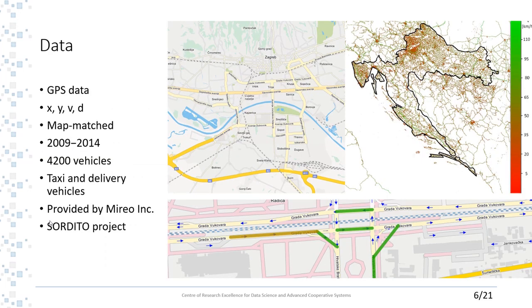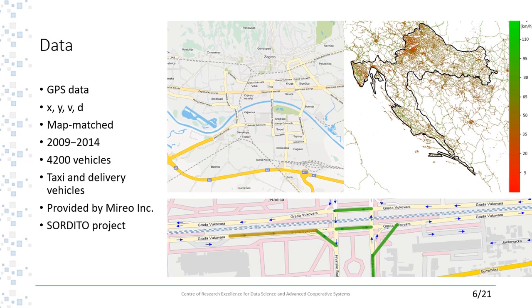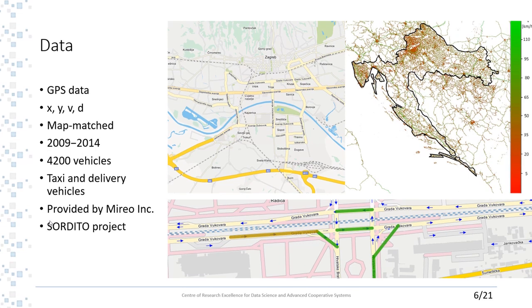For the data we use classical GPS data, so we have a large dataset of GPS coordinates that are map matched. In the time interval from 2009 to 2014 there were approximately 4,200 vehicles, mostly taxi and delivery vehicles. The data is provided by the company called Joaõ during the Sordito project.